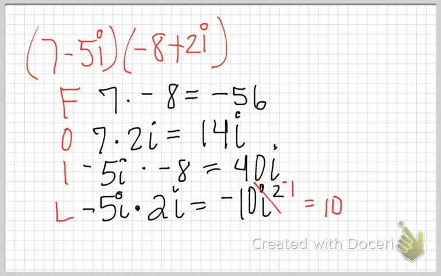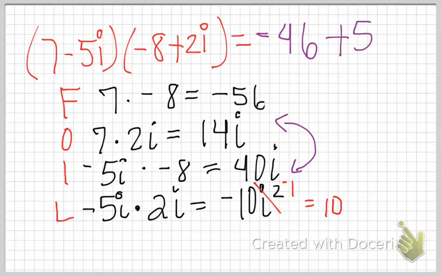Now I can combine all my like terms. So negative 56 and 10, when I add them together, becomes negative 46. And when I add my other two, 14i and 40i, that becomes 54i. And I'm done.